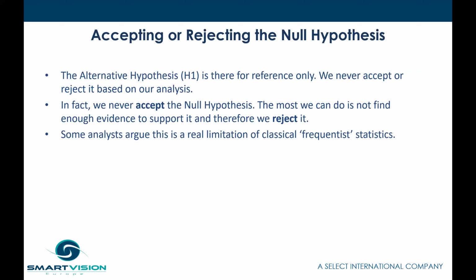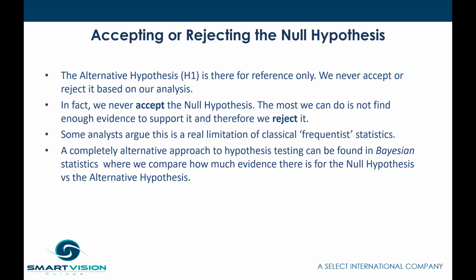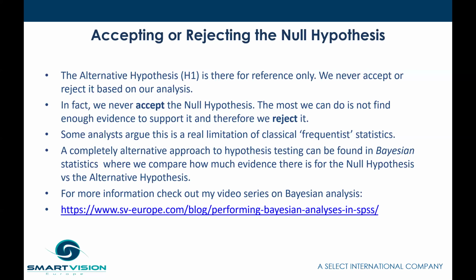Some analysts argue this is a real limitation of classical or frequentist statistics, this whole school of thought. A completely alternative approach to hypothesis testing can be found in Bayesian statistics, where we compare how much evidence there is for the null hypothesis versus the alternative hypothesis. It doesn't use p-values. It uses a ratio. It uses this Bayes ratio. It basically says how much evidence there is for the null versus the alternative. And we've got a little video on that. You can check that out.